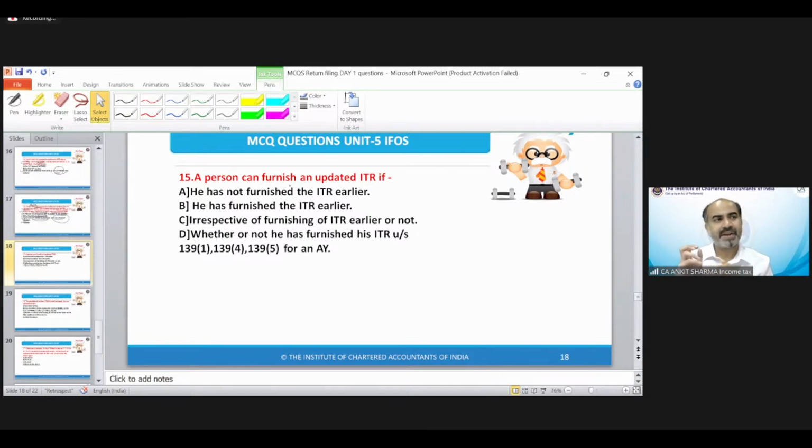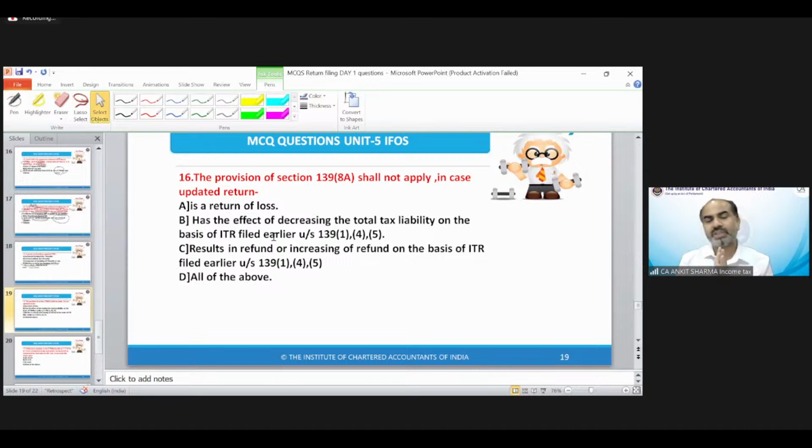Of course, the updated return could be filed. Whether you have filed your ITR earlier or not, it does not matter. So option D is the correct option, which says whether or not he has filed or furnished ITR under section 139(1), 139(4), or 139(5). Clear? The provision of section 139(8)(a) shall not apply in case of an updated return. Read the question and option and give me the correct answer.